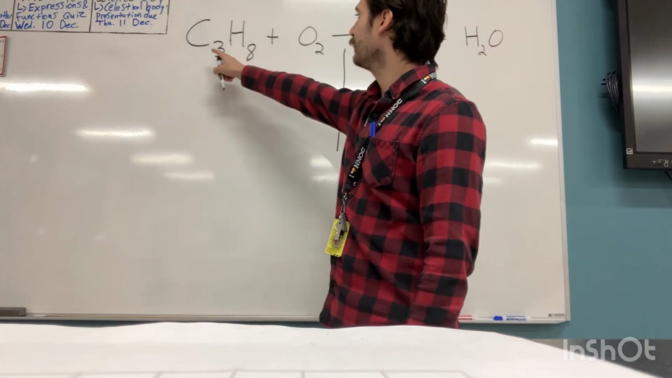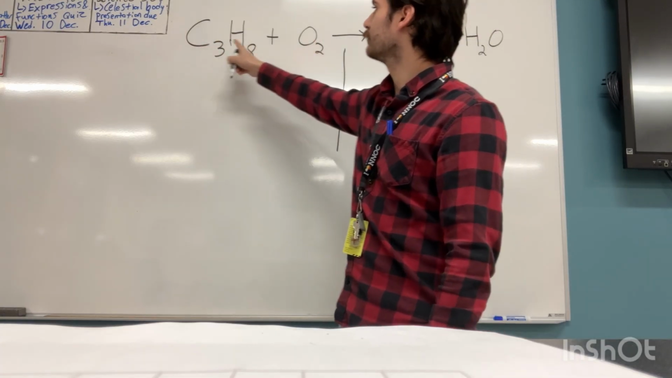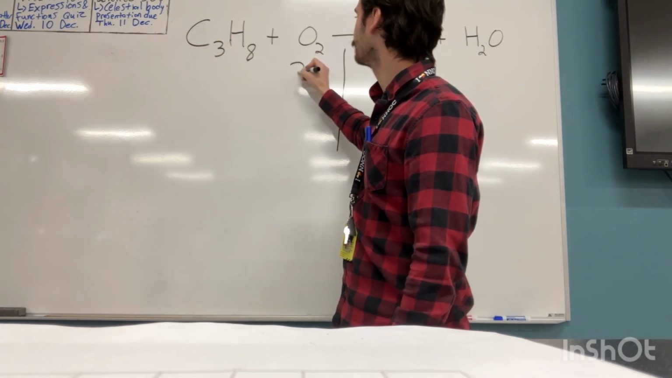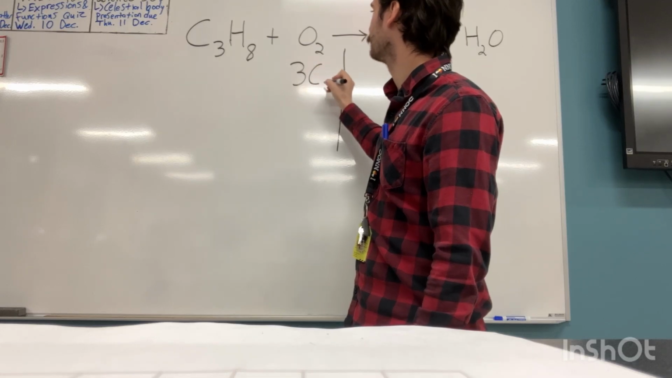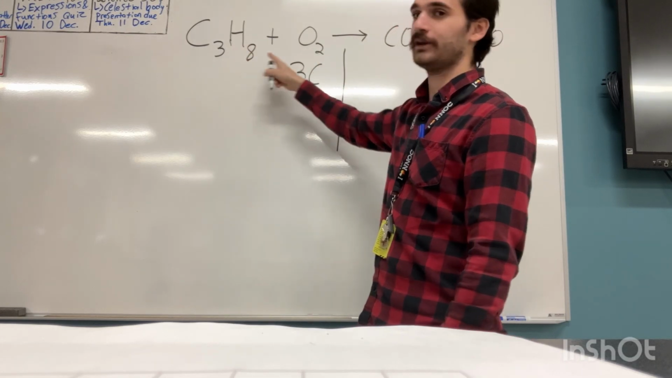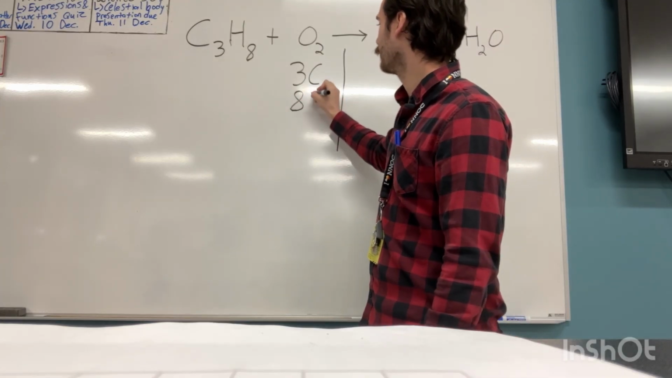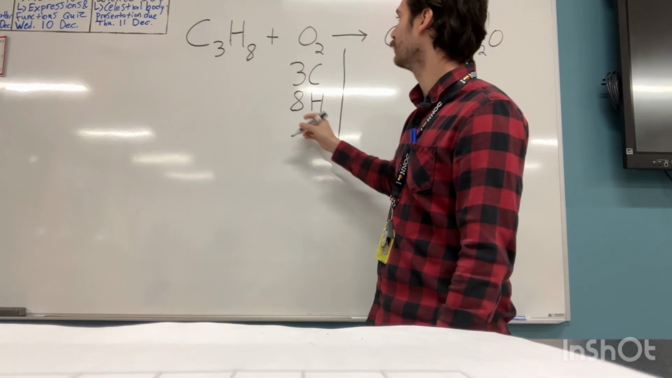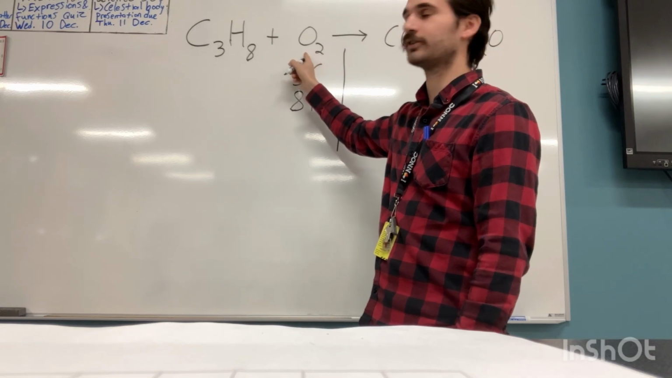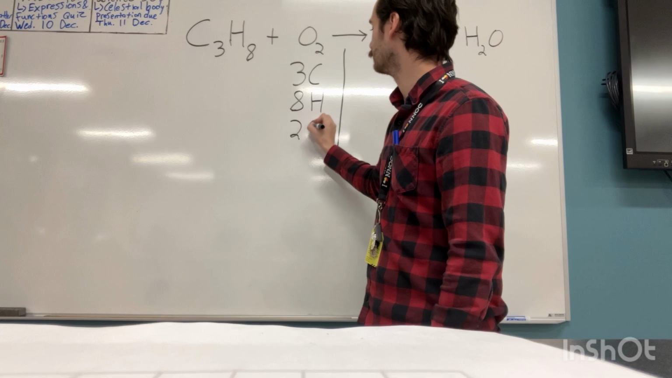So on the left side, we have 3 carbons. We have no other carbons, so I'm going to put 3C on the left side. We have 8 hydrogens and no other hydrogens, so I'm going to put 8H on the left side. I have 2 oxygens and no other O's, so I'm going to put 2O.